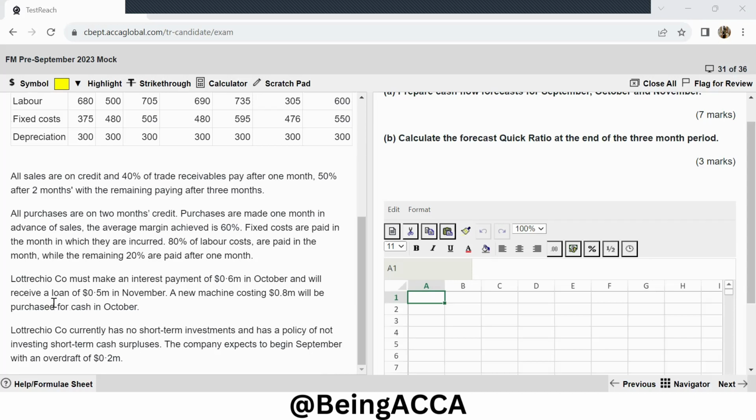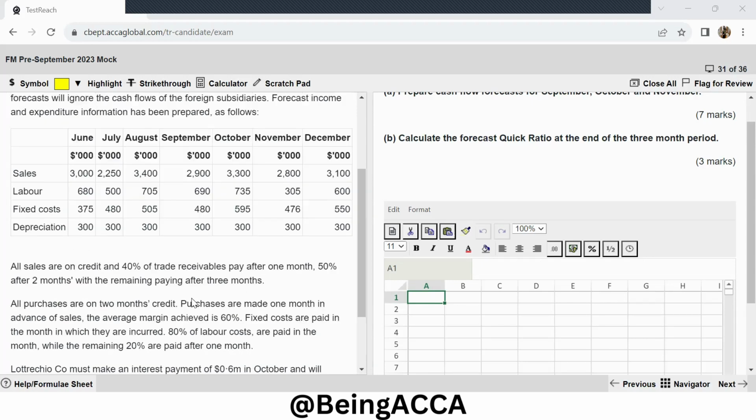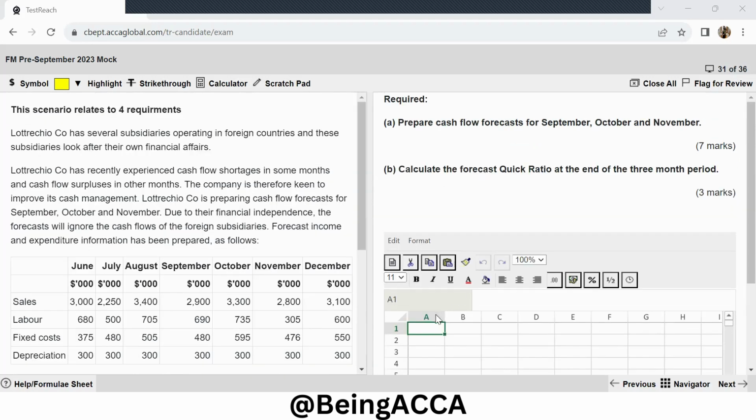Annual interest payment in October, receive a loan in November, all right. Machine costing this much will be purchased for cash in October. Lottrechio company currently has no short-term investments and has a policy of not investing short-term cash surpluses. The company expects to begin September with an overdraft of $0.2 million. So let me format my answer over here.